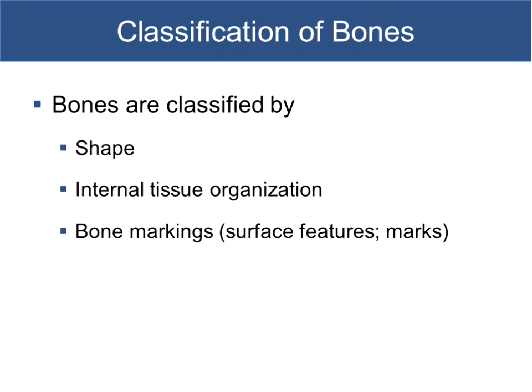We can characterize them by internal tissue organization, whether they have spongy bone or compact bone on the inside of it, or we can classify bones by their specific markings. So some of their surface features that we find on them, we can consider that a way to classify them.